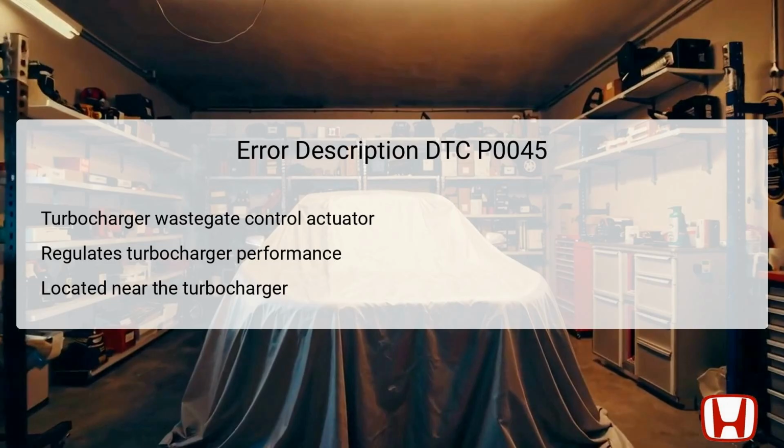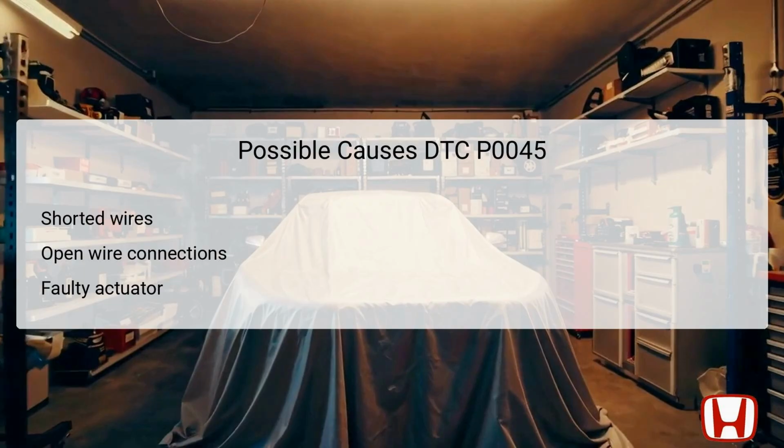If the actuator fails, or if there is a circuit malfunction, it could lead to reduced engine performance or efficiency issues. It's crucial to understand the location and function of this component, as it will guide our troubleshooting efforts effectively. When addressing DTC P0045, several possible causes arise.